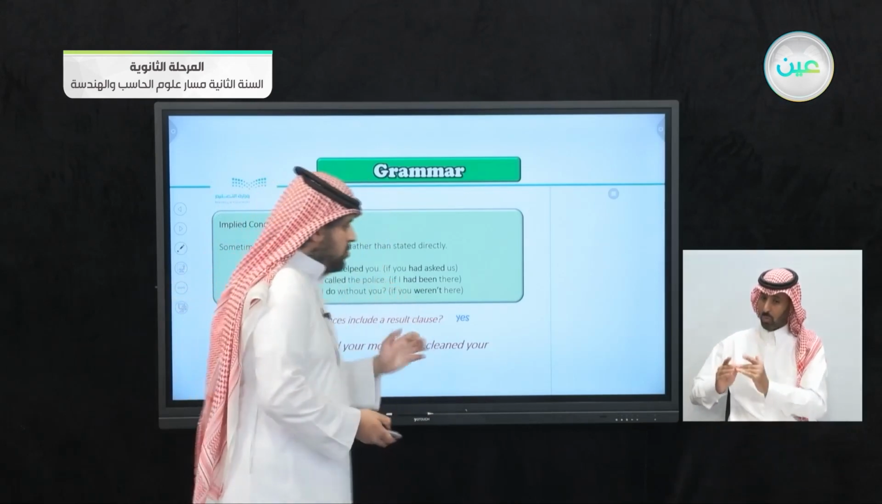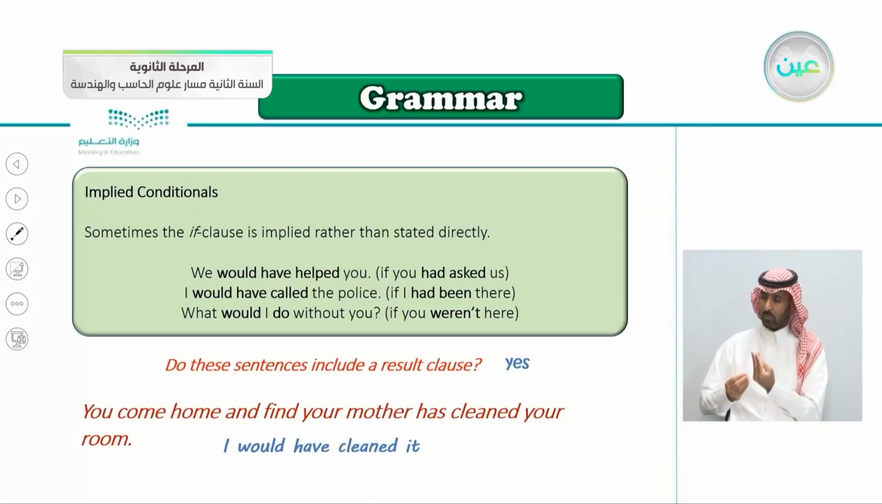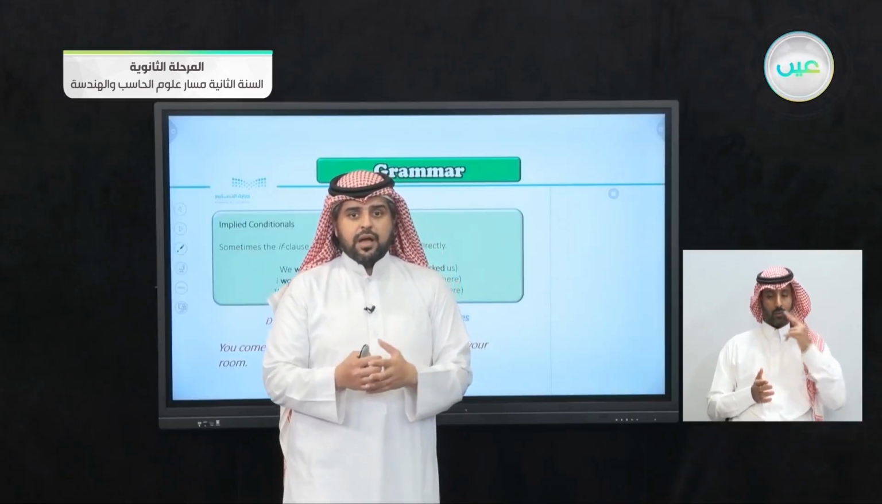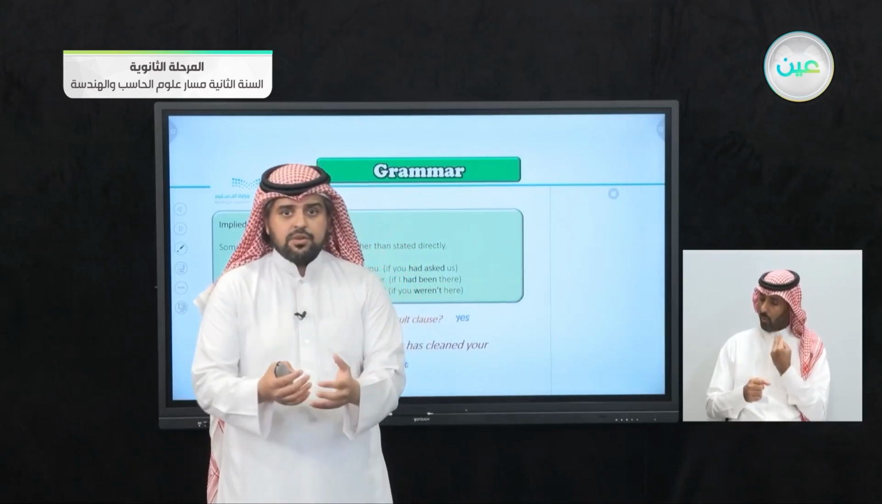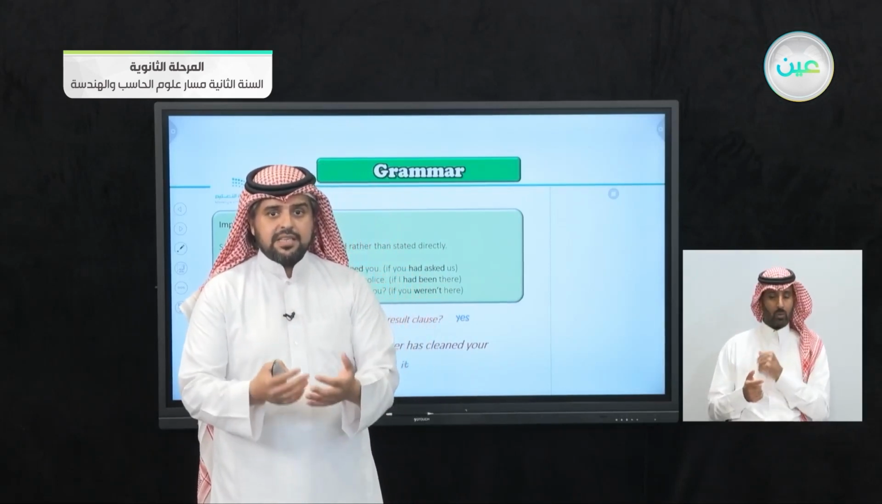So let me show you the example. I would have cleaned it. So you say to your mother, I would have cleaned it. The if clause here is implied. Of course, the if clause is, if you asked me. If you asked me, I would have cleaned it. But you don't have to say it because it is implied. It is understandable.